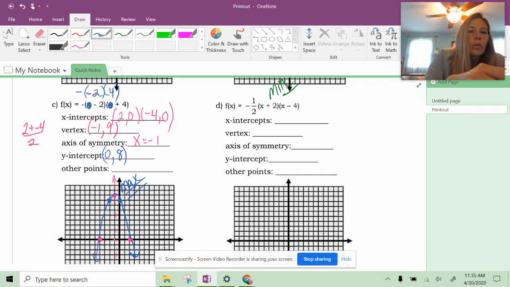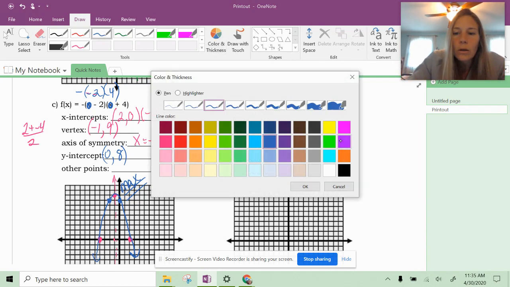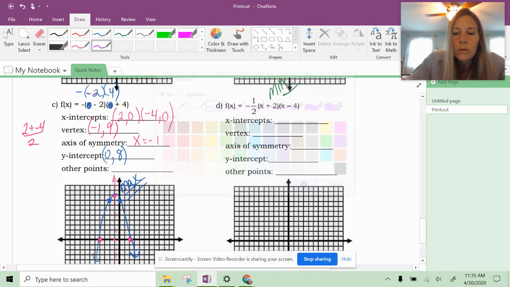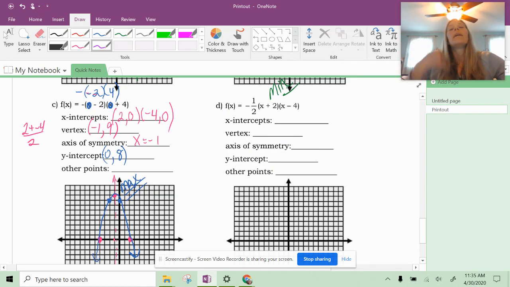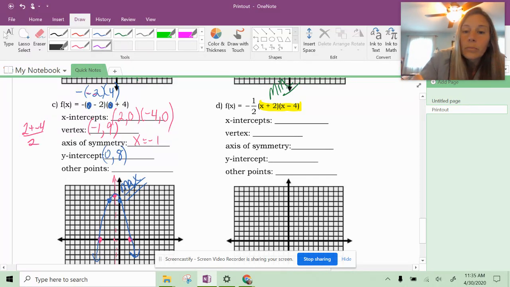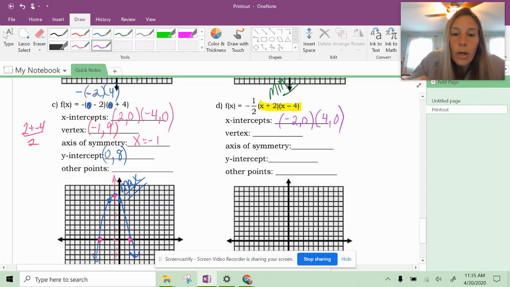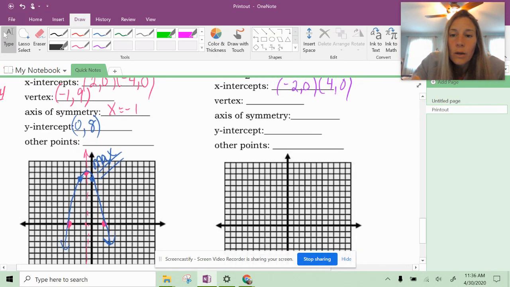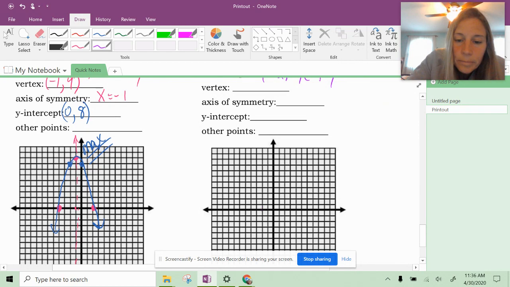Okay, and so now we want to take a look at the last one. All right, so again, my x-intercepts are just based off of these two factors right here. So hopefully at this point, you can kind of see that the x-intercepts are going to be -2 and +4. And I'm going to go ahead and plot those on my graph. So -2 and +4.